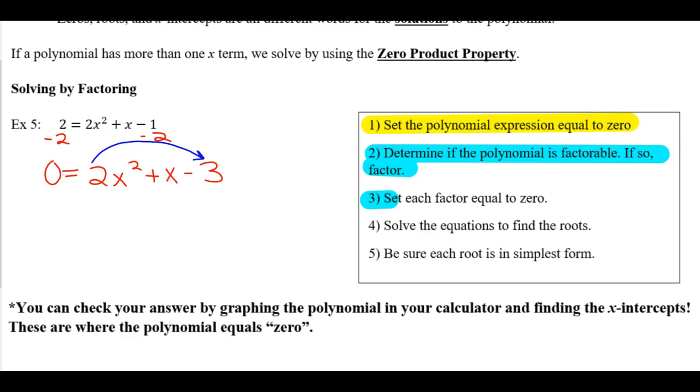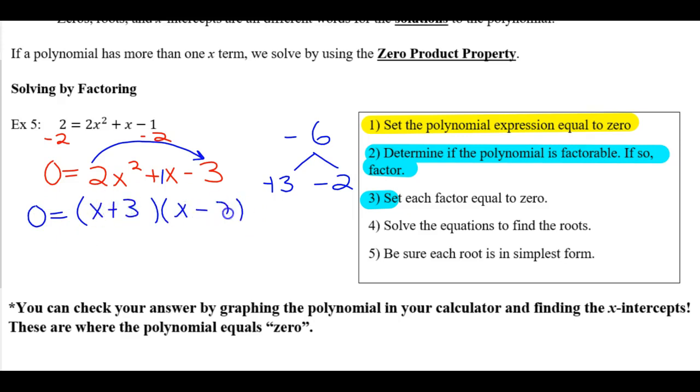What is 2 times negative 3? Negative 6. That means one's positive and one's negative, right? If we're multiplying to be a negative number, one's positive and one's negative. So what factors of negative 6 add up to the b value in the middle, which is 1x? Positive 3, negative 2. Does that work? Yeah. 3 minus 2, is that 1? Yeah. So what we do is we draw our two factors. So one of them we just figured out is x plus 3. The other one is x minus 2.